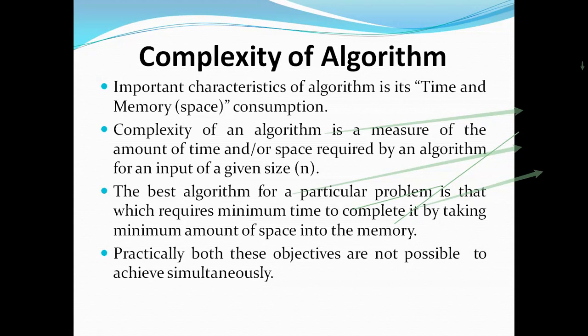Complexity of an algorithm is a measure of the amount of time or space required by an algorithm for an input of size n. So what is complexity? Complexity is a measure of how much time the algorithm will take when we give n number of inputs, or how much memory space an algorithm will require when we give an input of size n. The best algorithm for a particular problem is the one that requires minimum time, or takes the minimum amount of space.